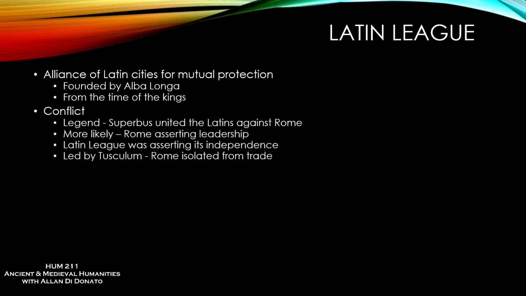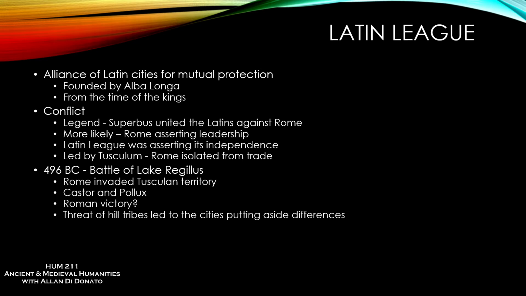Now, there's a conflict that emerges within the League. One of the traditions, again, is that this king Tarquin the Proud wanted to unite the Latins against Rome, potentially to become king one more time. Now, what's more likely is that Rome was beginning to assert its authority over the League, maybe pushing its weight around, maybe an early attempt at becoming the dominant city-state. Whatever happens is the League fights against Rome. So it's Rome versus the Latin League. Now, the city of Tusculum actually isolates Rome by cutting off trade, and this ultimately leads to a physical conflict at the Battle of Lake Regillus in 496.